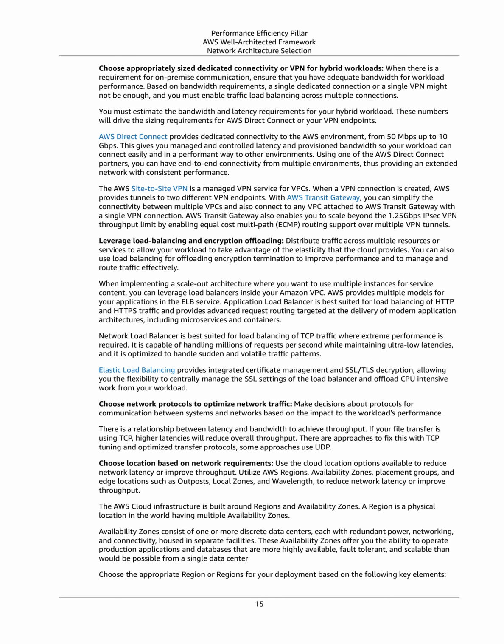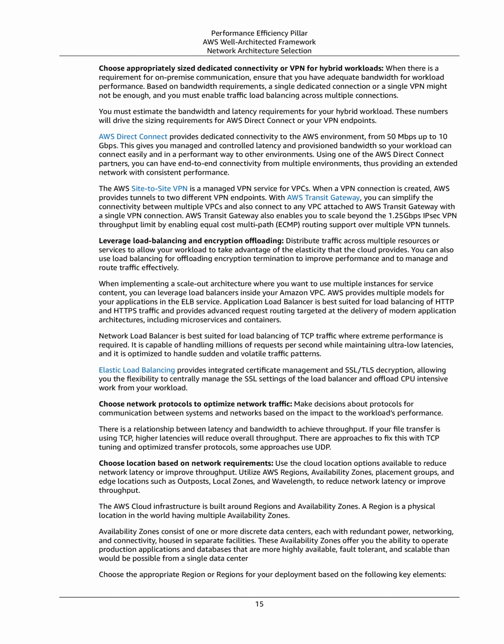Choose location based on network requirements. Use the cloud location options available to reduce network latency or improve throughput. Utilize AWS regions, availability zones, placement groups, and edge locations such as outposts, local zones, and wavelength, to reduce network latency or improve throughput. The AWS cloud infrastructure is built around regions and availability zones.